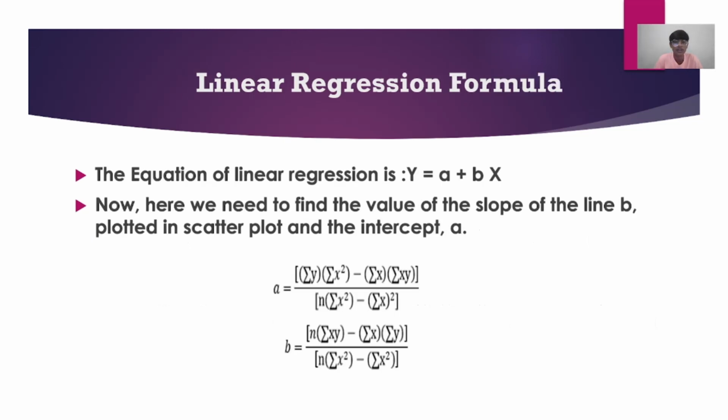Linear regression formula. The equation of linear regression is y = a + bx. Here we need to find the value of the slope of the line b plotted in the scatter plot and the intercept a. Where a is equal to (summation y into summation x squared minus summation x into summation xy), the whole divided by (n into summation x squared minus (summation x) squared). b is equal to (n into summation xy minus summation x into summation y), the whole divided by (n into summation x squared minus (summation x) squared).